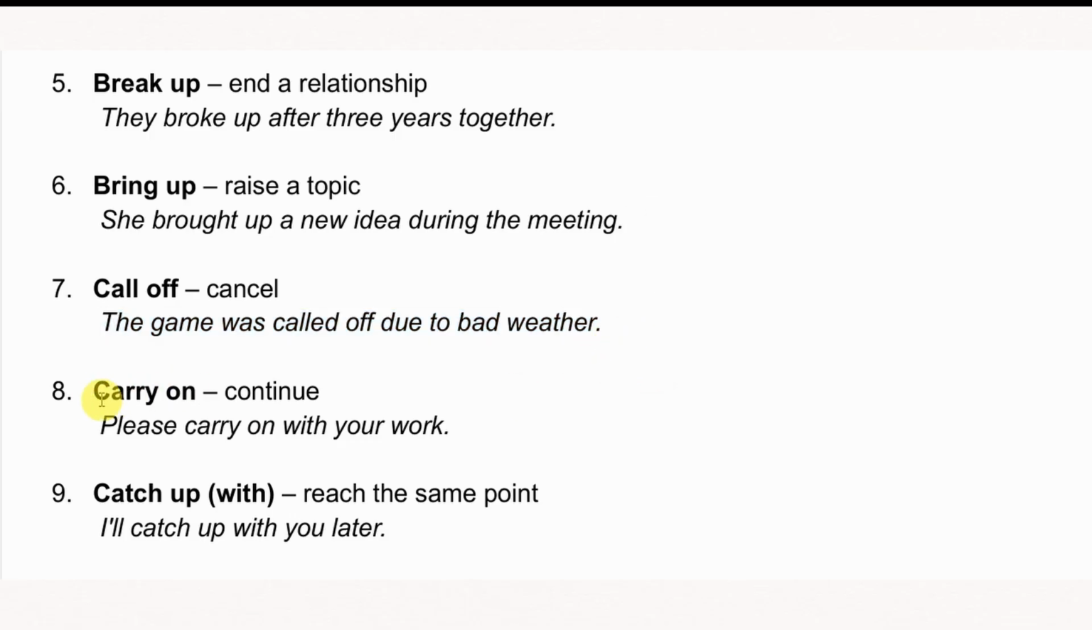Number 8, carry on. To carry on means to continue. Example, please carry on with your work, or continue with your work. Carry on. Keep up. Keep on. Carry on with your work.